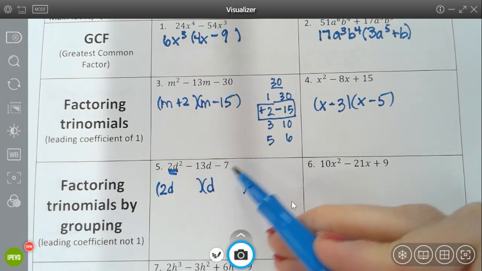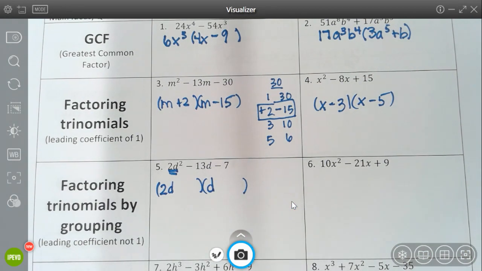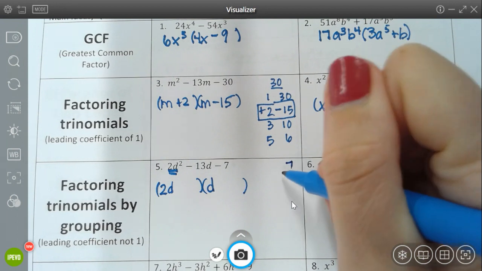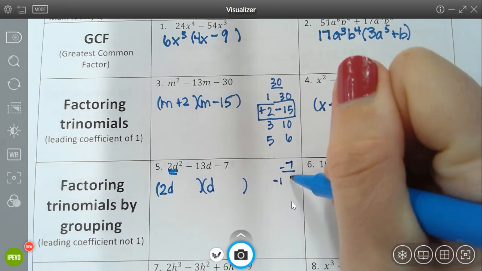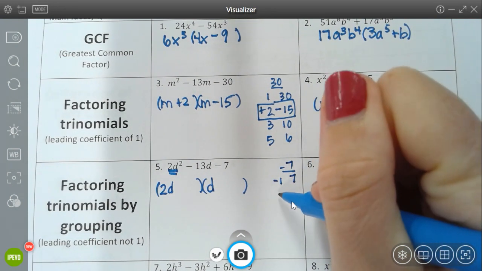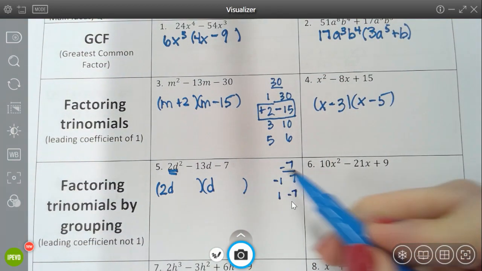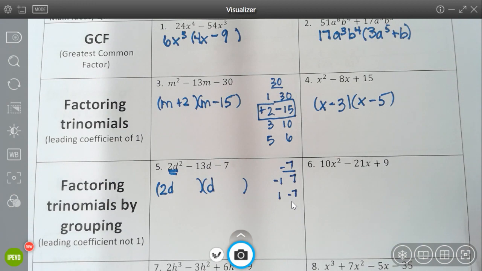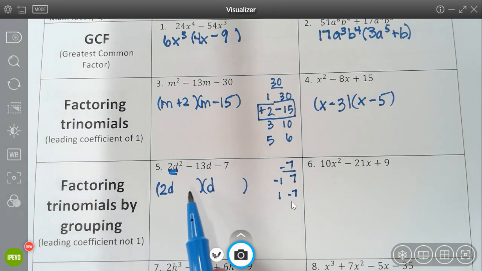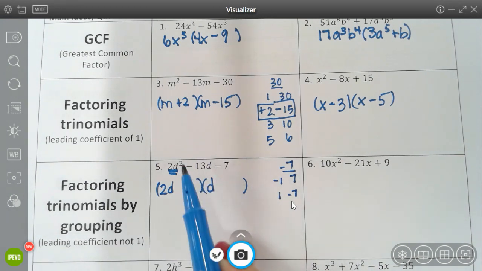Now, same thing. I'm going to look at my last number, and I want numbers that multiply to make negative 7. Numbers that multiply to make negative 7 would either be negative 1 times 7 or 1 times negative 7. There's no other list of values for that. 7 was a prime value there. So I have to decide whether I want to put 1, 7 or 7, 1. So I always look at what my middle number is. And in this case, it's negative 13.